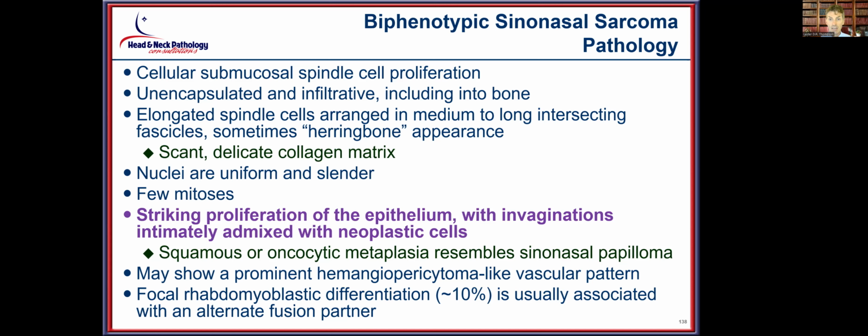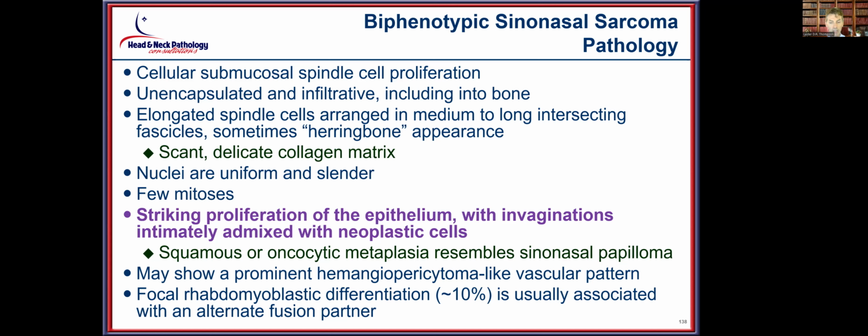Now, let me just say immediately, the fact that you have this glandular component is not the reason why it is called biphenotypic. The biphenotypic relates to the fact that there is co-expression of S100 and smooth muscle actin in the neoplastic spindle cells. It has got nothing to do with this epithelial invagination. And so just be aware that the biphenotypic definitely is not related to this feature, even though it is a very characteristic finding.